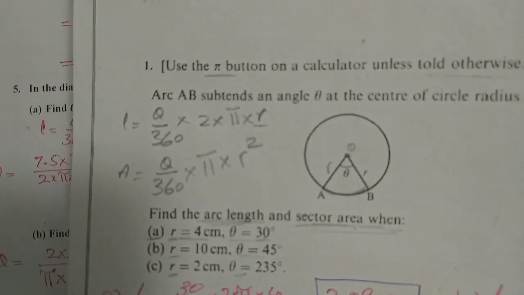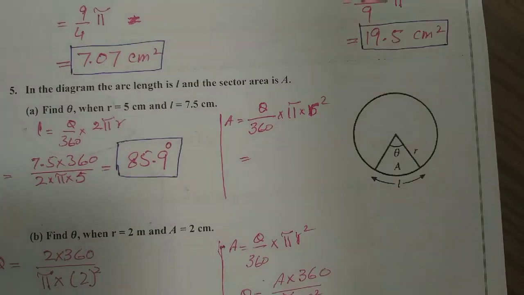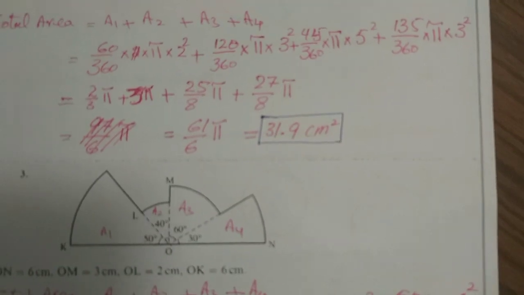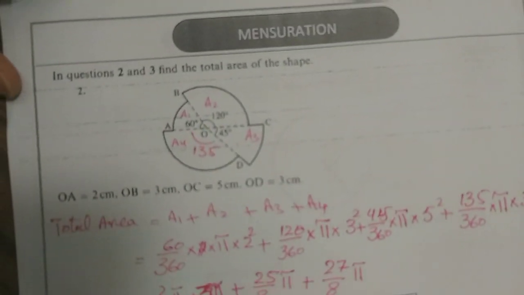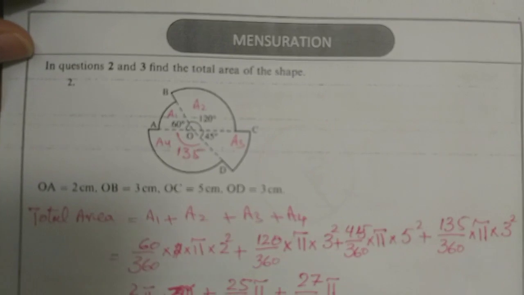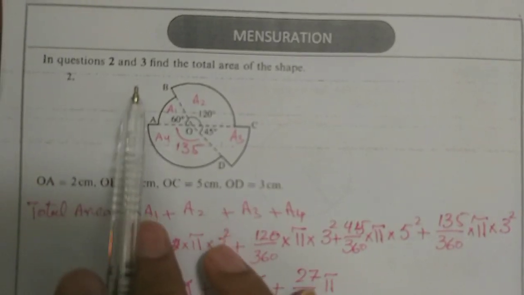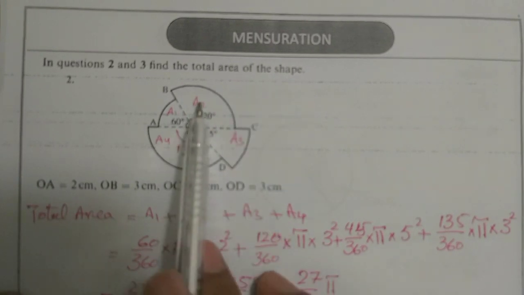Okay, question number 1, and here question number 2. In question number 2, we are given different types of shapes. Like in questions 2 to 3, find the total area of the shape. So we need to find the total area.